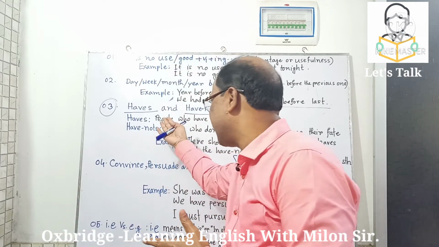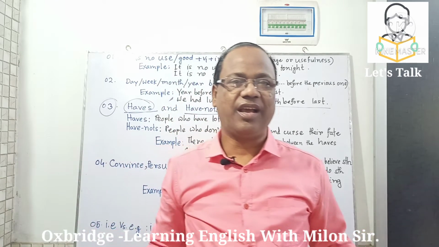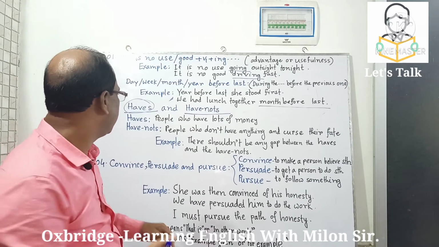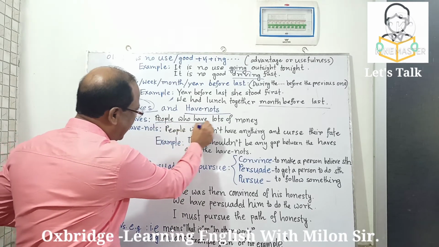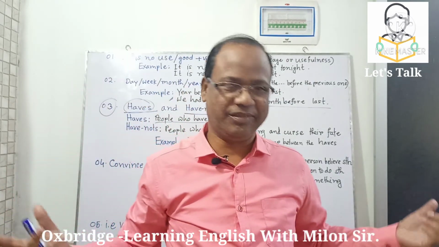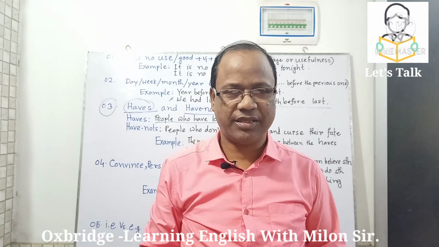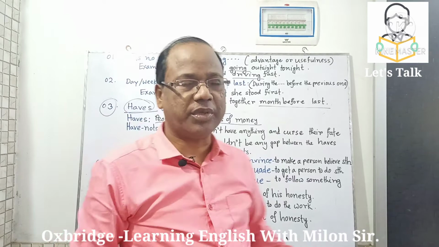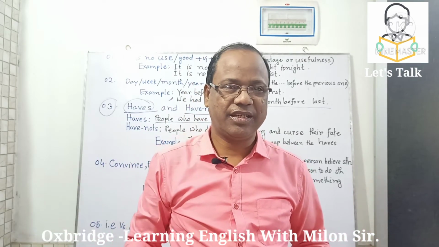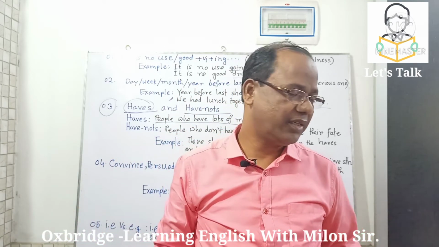So what does "haves" mean here? Haves means a kind of people. Here you can see the meaning. Haves are people who have lots of money, wealth, possessions, and so on. That is the rich people, the wealthy people. These are the haves. So by haves we mean the people who have a lot of money, a lot of wealth or possessions.